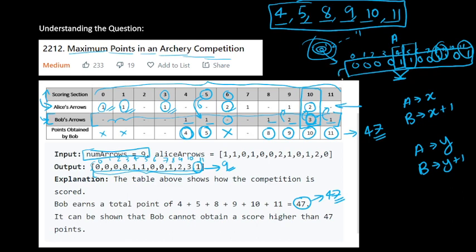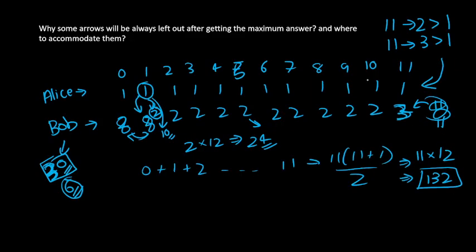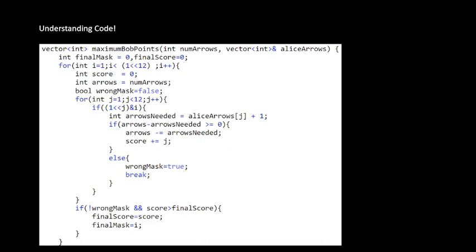And this final mask should give you the maximum score, and it should not exceed the number of arrows needed. So we have to check for every mask that it is giving you the maximum answer and the number of arrows is not getting exceeded. So how to do that? This will be the final mask and this will be the final score. Final score we have to maximize, and corresponding to that final score we have to save the final mask.